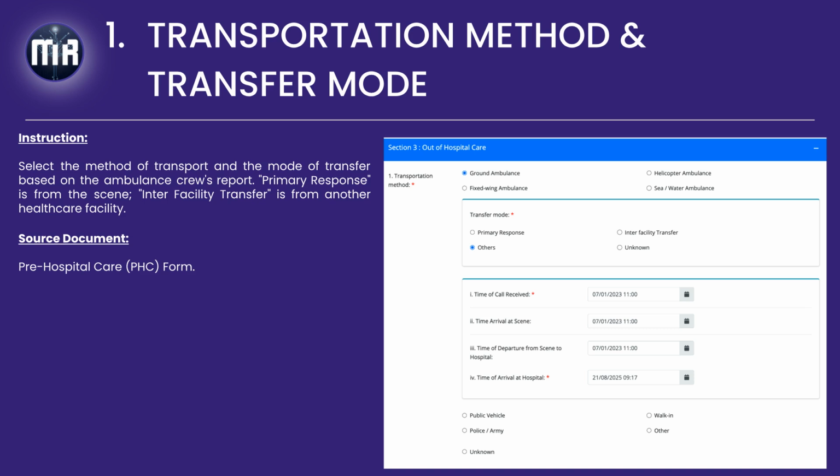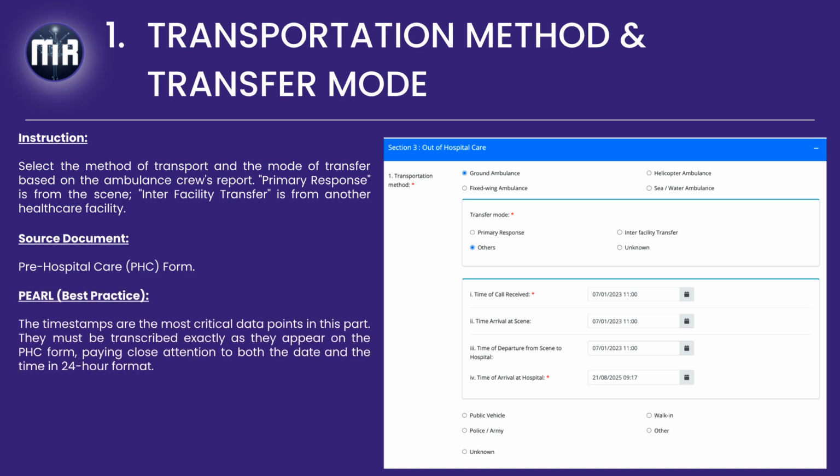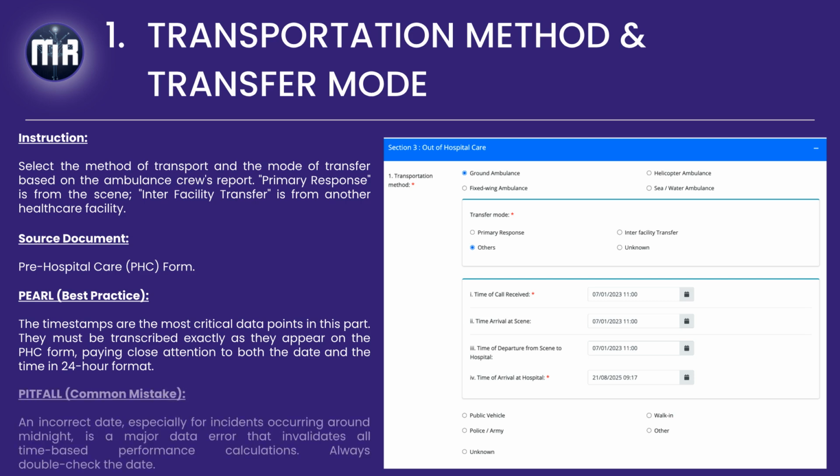The PEARL, or best practice here, is to recognize that the timestamps are the most critical data points in this part. They must be transcribed exactly as they appear on the PHC form, paying close attention to both the date and the time in 24-hour format. The most common pitfall is an incorrect date, especially for incidents that occur around midnight. This is a major data error that invalidates all subsequent time-based performance calculations. Please double-check the date.